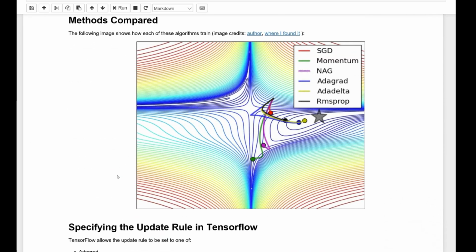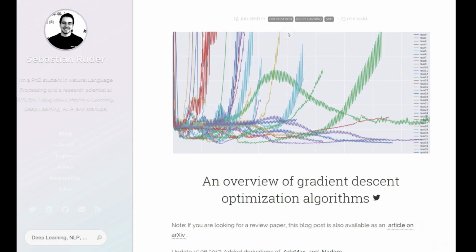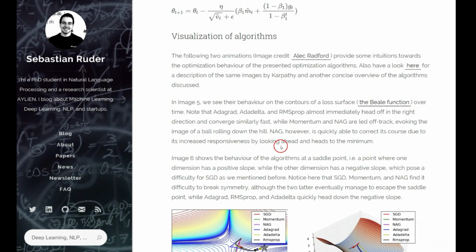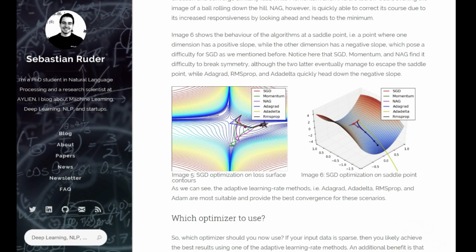This is a really good diagram. I did not create it. I have links to where I found it. And he cites it to the original author, so you definitely want to give credit where credit is due. This is a very, very good diagram of this.